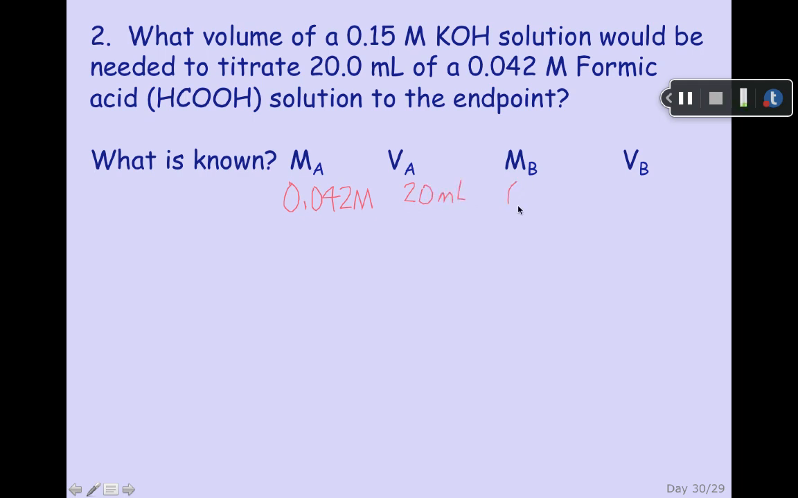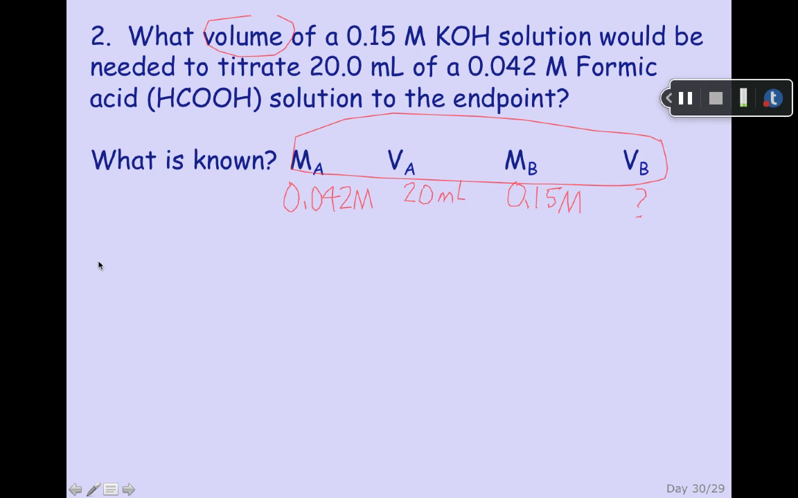The molarity of the base is given at 0.15 molar, and I would encourage you to always be extremely cautious to write down all of these values when you're working a problem like this, or label the numbers somewhere in a conspicuous way, because otherwise we mix them up and we put them in our calculations wrong. What we're calculating then is the volume of the potassium hydroxide.